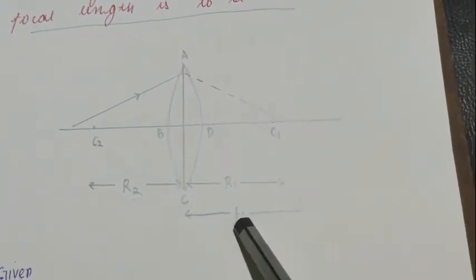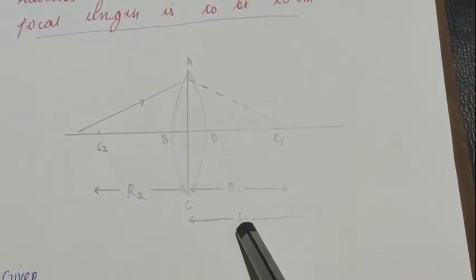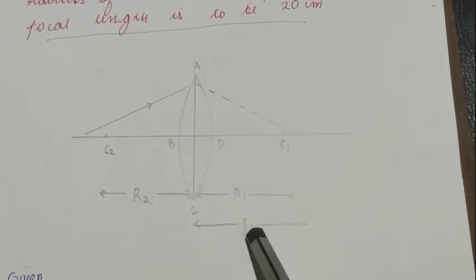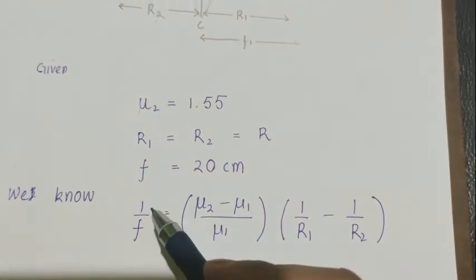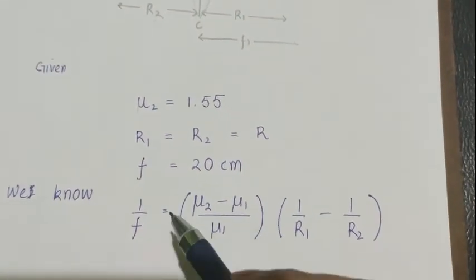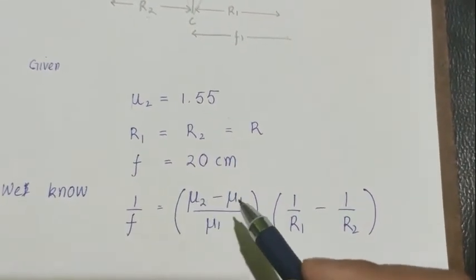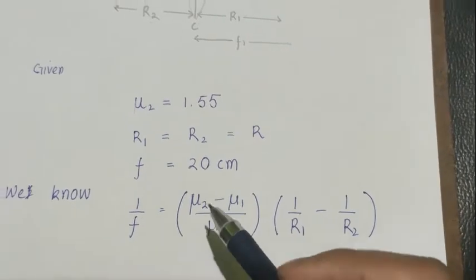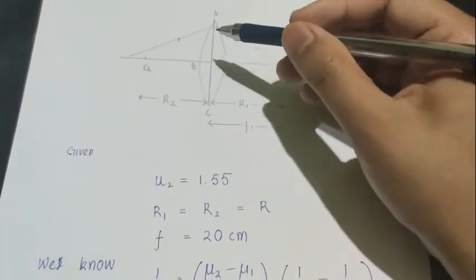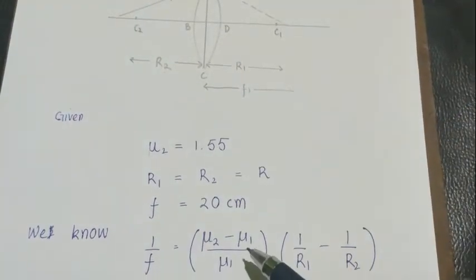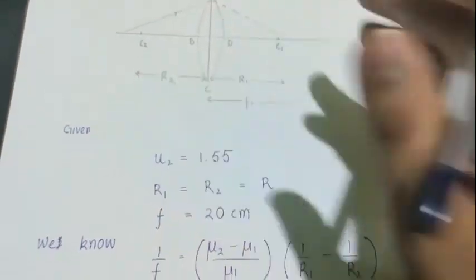So my focal length should be how much? 20 centimeter. Clear? Now we know our lens maker formula: 1 by f, your focal length, equals (mu2 minus mu1) divided by mu1. Mu2 is the refractive index of your glass surface, which is 1.55. Mu1 is the refractive index of the surrounding medium.